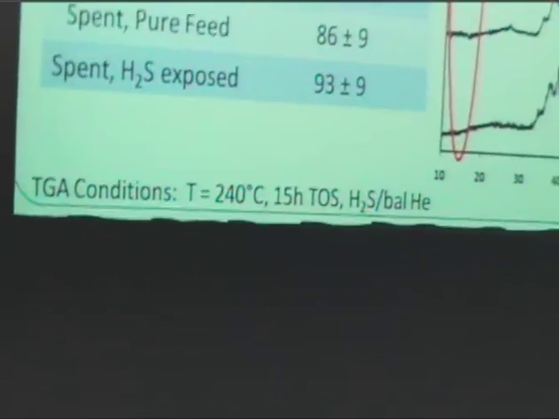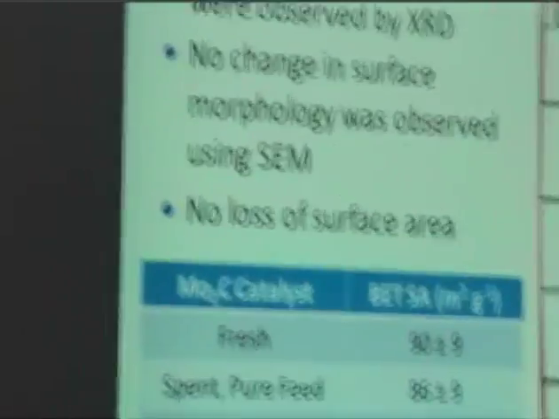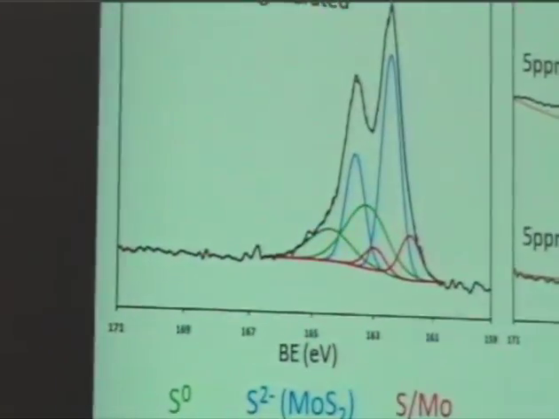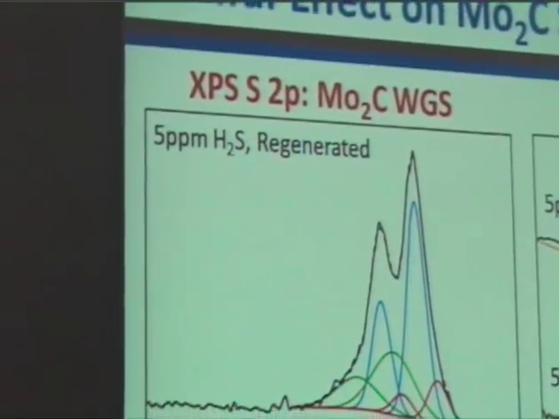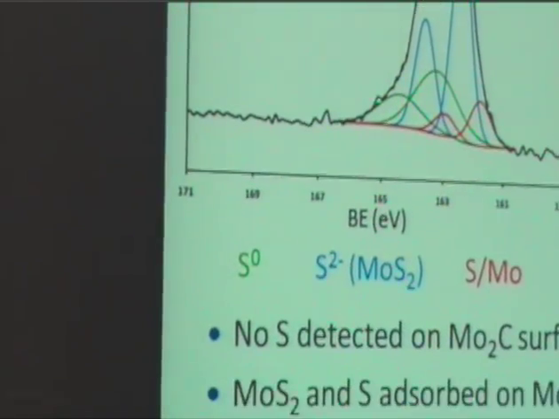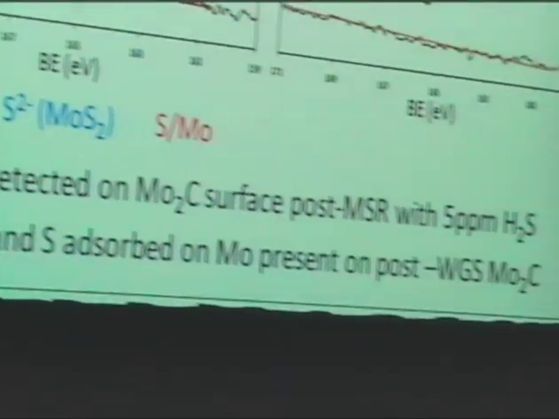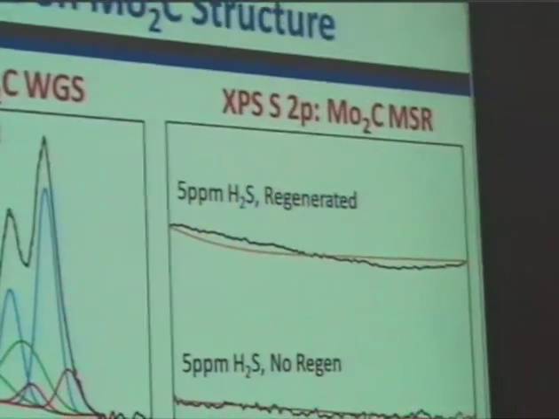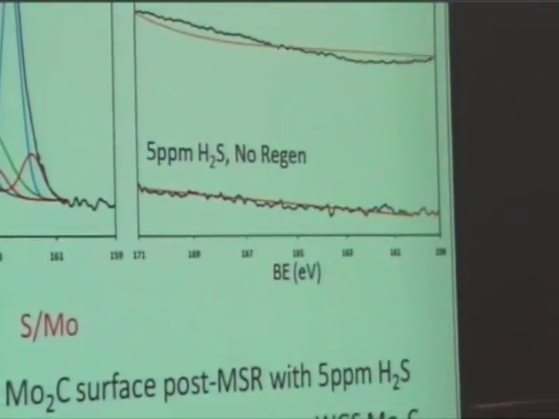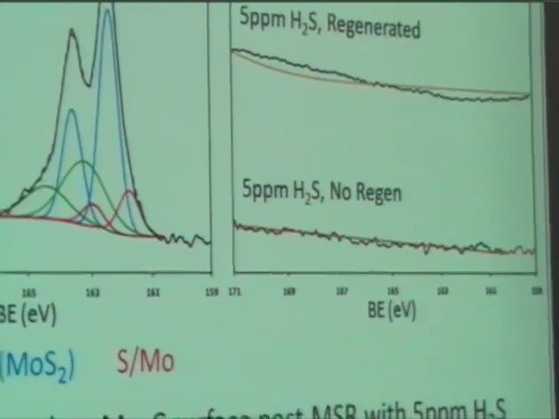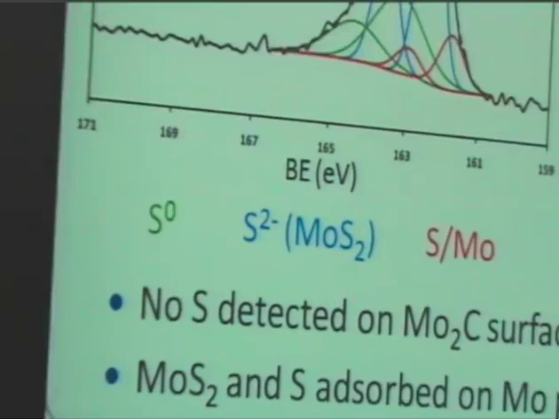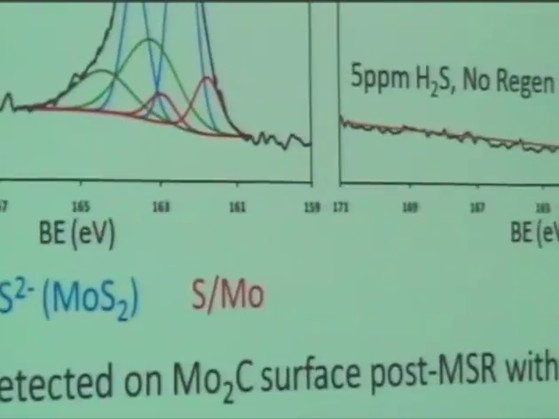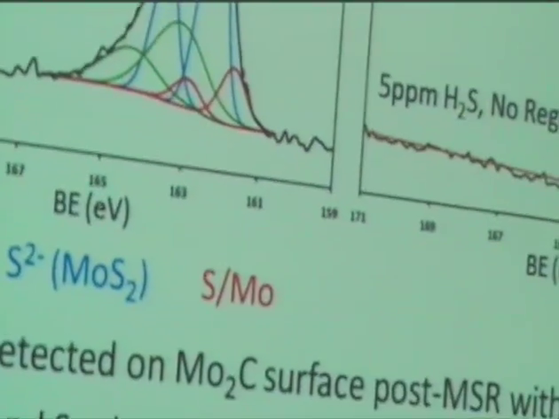So we turn to XPS to look at what's going on at the surface. Now what we see here is that the sulfur 2p spectrum for molybdenum carbide under water gas shift conditions has a very strong signal. However, for methanol steam reforming, we don't see any peaks for sulfur in the sulfur 2p XPS spectra, both when the catalyst has not been regenerated as well as when the catalyst has been regenerated. And this fits pretty well with what we've seen in the activity, where there's greater sulfur tolerance for steam reforming than for water gas shift.